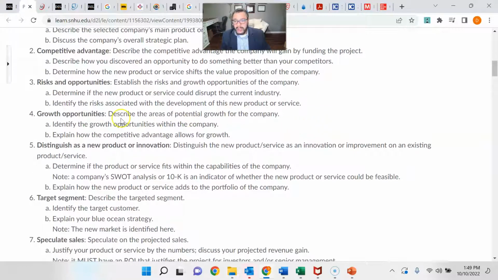Growth opportunities. This is where we're describing the areas of potential growth for the company. So you want to identify the growth opportunities within the company. What are we really saying? Well, if you focus on the Ansoff matrix and the strategy stuff that I talked about, this is kind of giving you the answer. By introducing this product, we're going to be introducing it to our existing market. So we're actually doing product development, right? And so that can lead to greater sales.